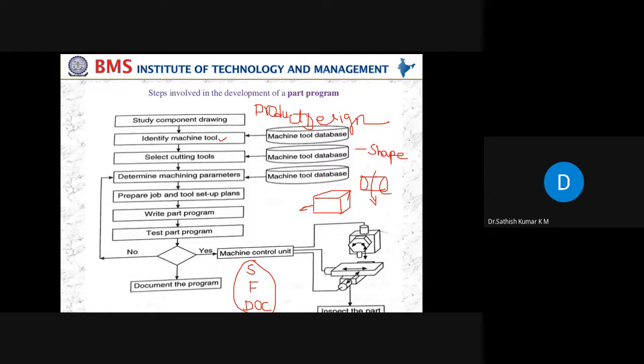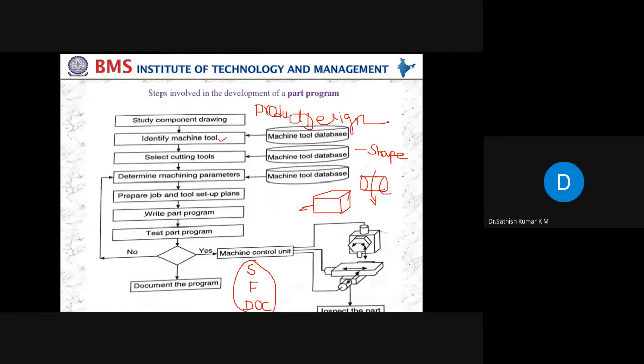Once you have done the machining parameters, the next is to prepare job and tool setup plans. That means you are going to prepare a setup, you are going to prepare your machine tool to carry out the operation. Then write the part program. Now you know what movements are going to be present. Based on the movements, you are going to write the part program.